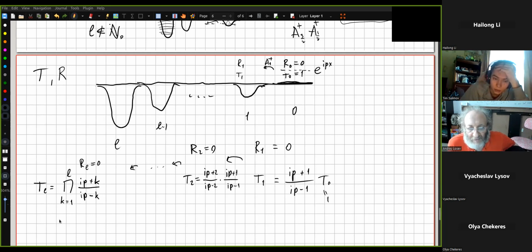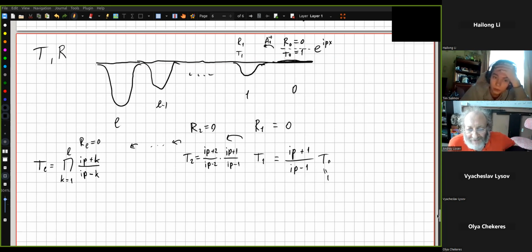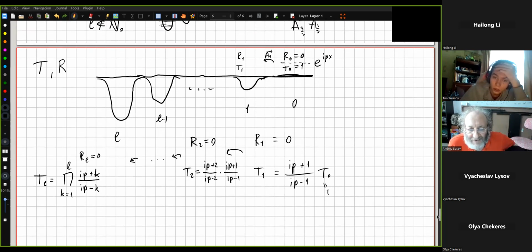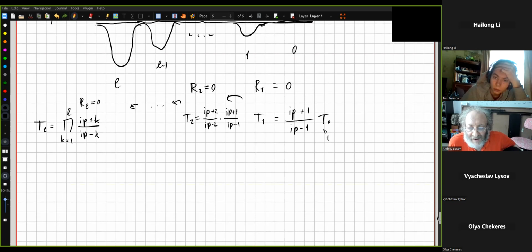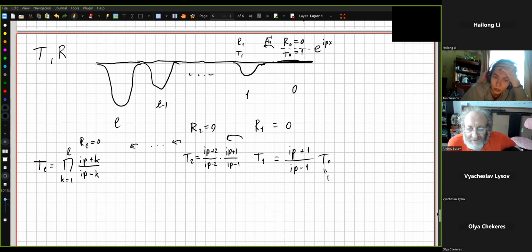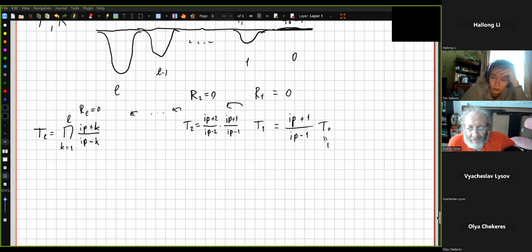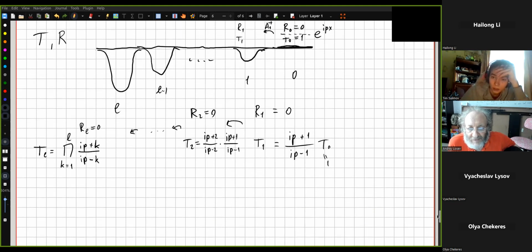Great. But what if L is not an integer? Then we do not have a free problem in our hierarchy, and that is bad news because we do not know the unbound state wave function for a general L. But here's how we can find it.